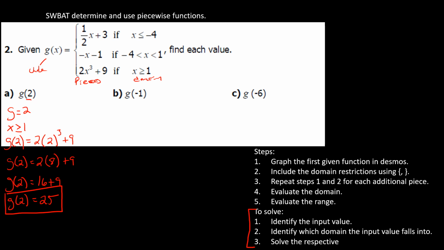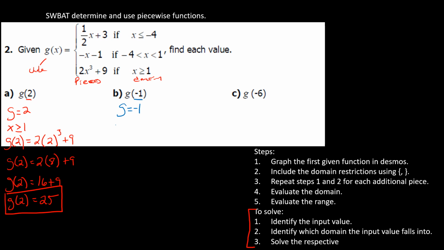All right, well, let's go over the next one and let's go through our steps. So for this next one, we see g of -1. So our input value, x equals -1. Well, where does -1 fall? Okay, so -1, x is less than or equal to -4. Well, -1 is not less than -4, right? So be careful with those negatives. It's actually greater than. So we can't use the first equation. Let's look at the second domain, -4 to 1. Is -1 between -4 and 1? We're going to say yes, it is.